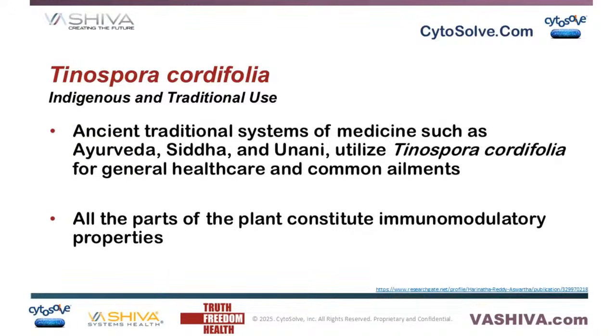Traditional practices such as Ayurveda, Siddha, and Unani have long used this plant to support general health and treat common ailments, reflecting its widespread acceptance in holistic healthcare. And all parts of the plant possess immunomodulatory properties, indicating its potential role in enhancing or regulating immune system functions.